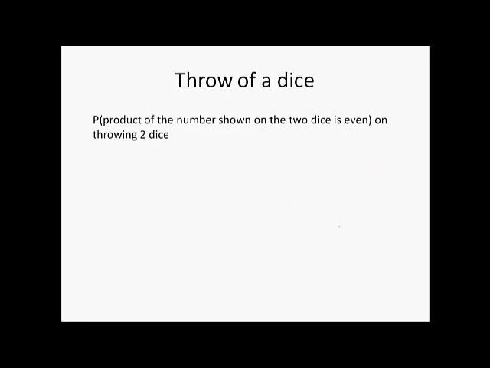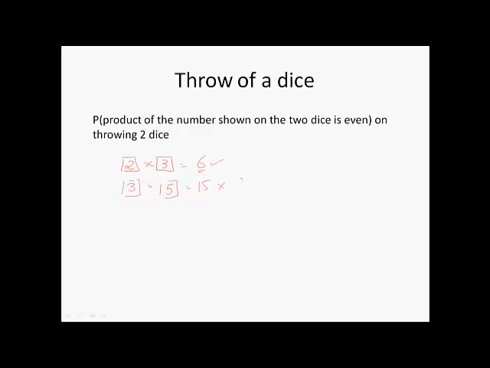Now here is an interesting question. What is the probability that the product of the number shown on the two dice is even on throwing two dice? We have two dice and we have the numbers 1 to 6 which can show up on the two dice. What this question says is, supposing the number 2 shows up on the first die and 3 shows up on the second die. We multiply these two numbers 2 and 3 and take 6, which is an even number. But if the number 3 shows up on one of the dice and the number 5 shows up on the second die, then 3 multiplied by 5 would give me 15, which is an odd number.